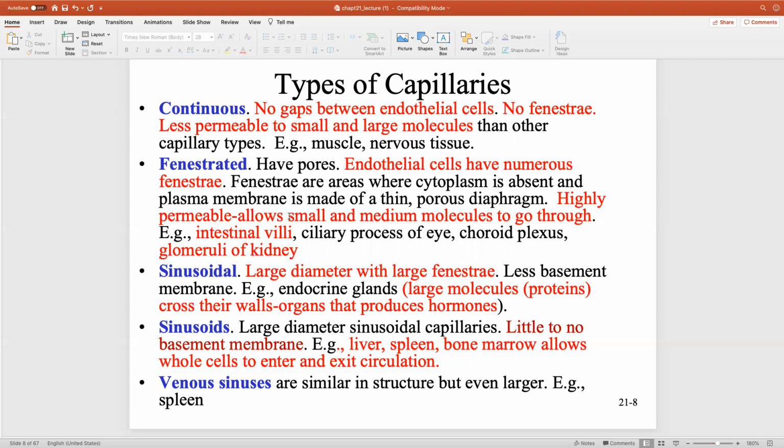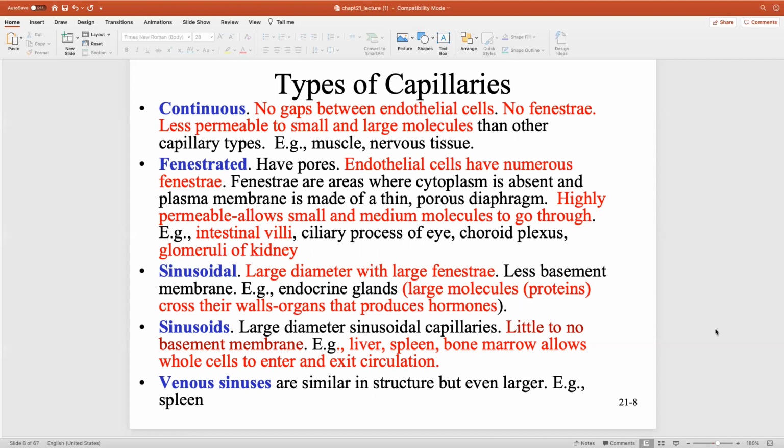Now, at that point, you're still not bringing in big proteins though. So we need larger holes in the capillaries to bring large proteins through. Sinusoidal capillaries have a large diameter and large fenestra, with less basement membrane. This allows large proteins like thyroid hormone and insulin to be introduced into the bloodstream by cells that make the hormone.